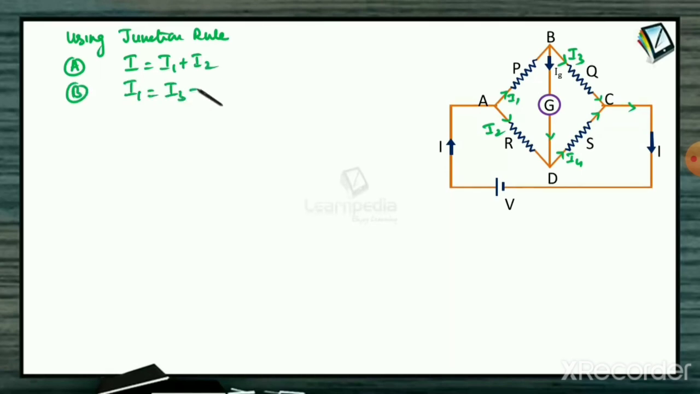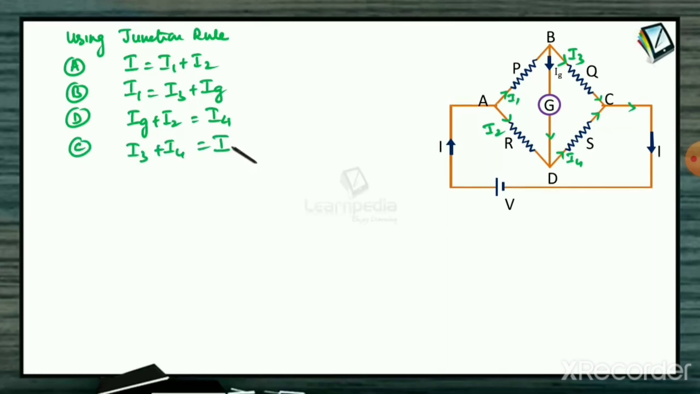Now, using the junction rule, at junction A we can write I is equal to I1 plus I2. At junction B, I1 is equal to I3 plus IG. At junction D, IG plus I2 gives the current I4. At junction C, I3 plus I4 gives the current I.